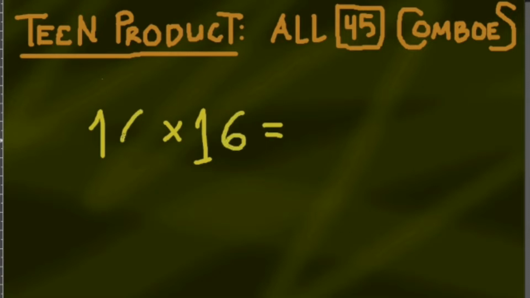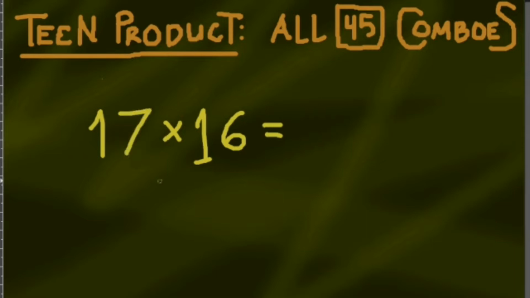Now 16. In the 16s we have 6 times 6 is 36, so remember the 3. 16 plus 6 is 22. Add the 3 and we'll get 25. So this will become this.